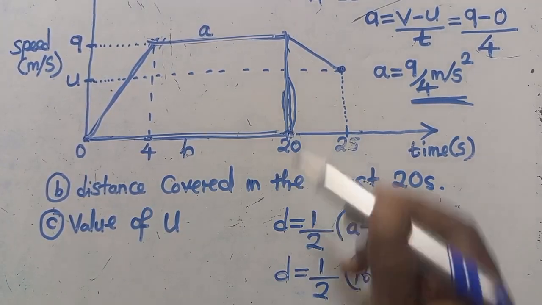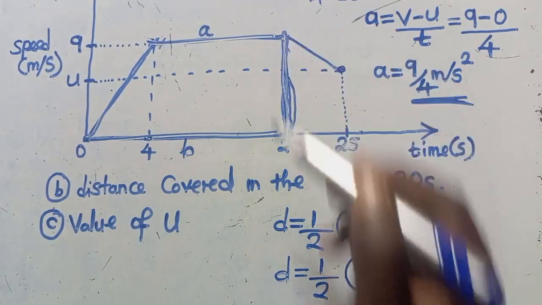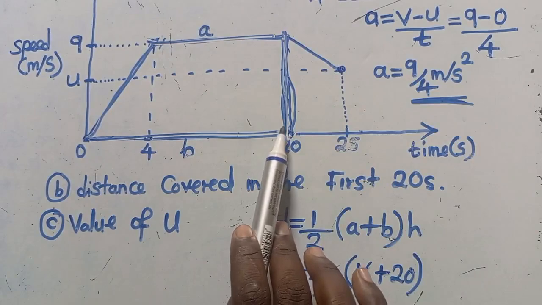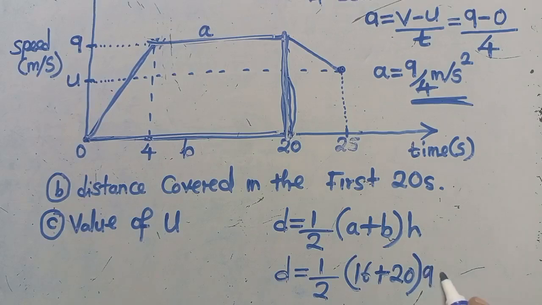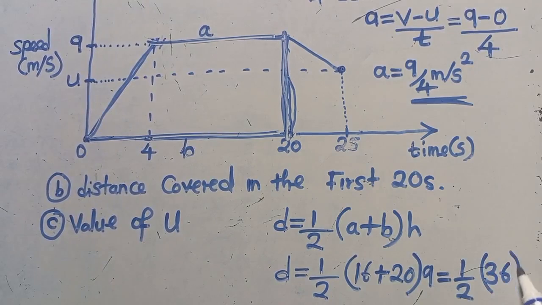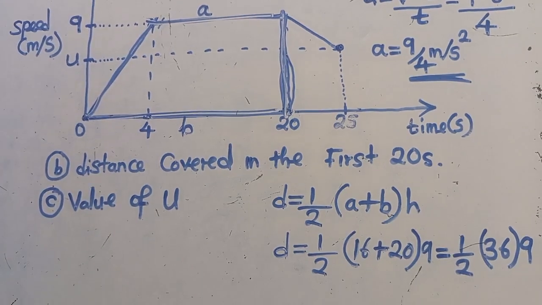What is my height? This line that is perpendicular, connecting the two parallel lines. It is 9. I put my 9 there. So this is equal to 1 over 2 like that. Then if I add here, I get 36. 36 gets to be multiplied with the 9 that is there. So what answer am I going to get?